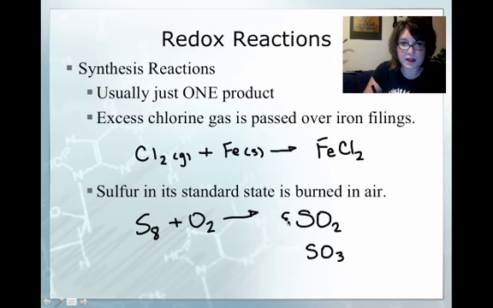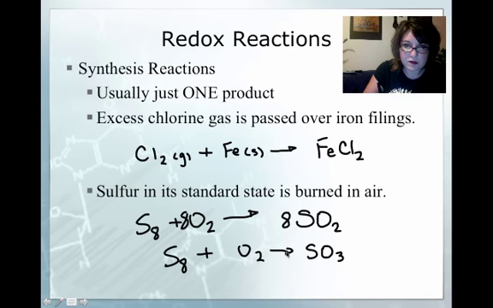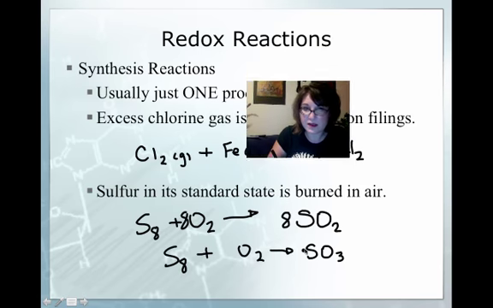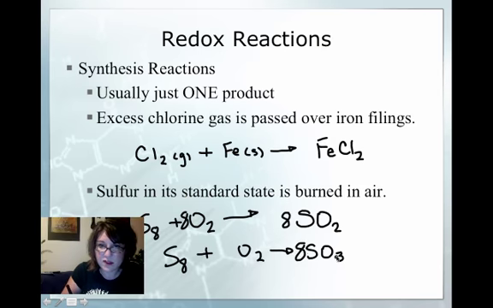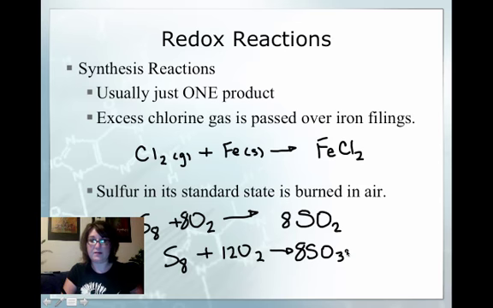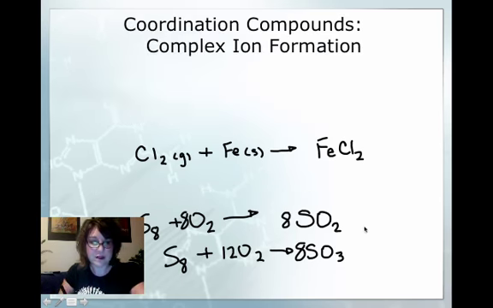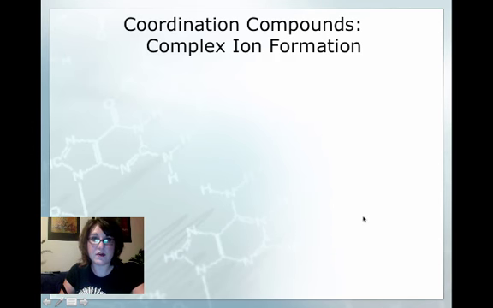So I need 8 sulfurs, and that gives me 16 oxygens, so I put an 8 there. What if it was this one? S8 plus O2 makes SO3. Alright, no big deal, I can do this. I need 8 sulfurs, and that gives me 24. So put a 12 there, and we're all balanced. That's it. Great. Let's talk about a different kind of combination reaction that you have never seen before.